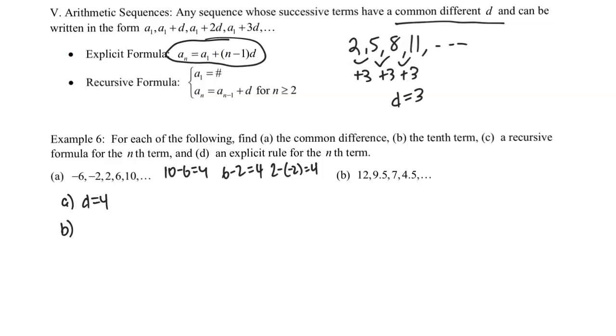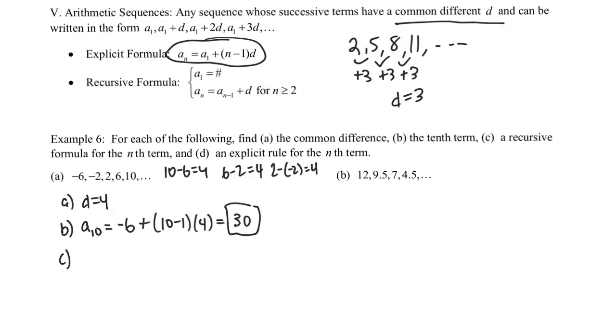To find the 10th term, we take the first term in the sequence, which is -6, and add 10 minus 1 of the differences. This is going to give us the 10th term. I'm basing that off the formula that's back up here, this explicit formula, and the idea of arithmetic sequences. So -6 plus 9 times 4 ends up giving you 30.